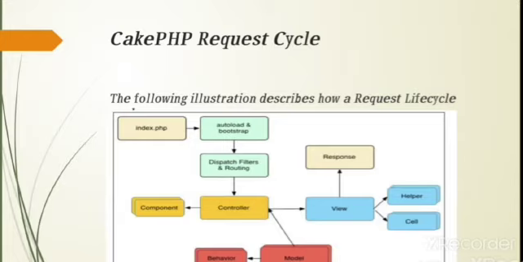Next, the dispatcher selects the appropriate controller action based on routing rules. Next, the controller action is called, and the controller interacts with the required model and components. Next, the controller delegates response creation to the view, which generates the output resulting from the modeled data. After that, helpers and cells generate the response body and header. Finally, the response is sent back to the client.